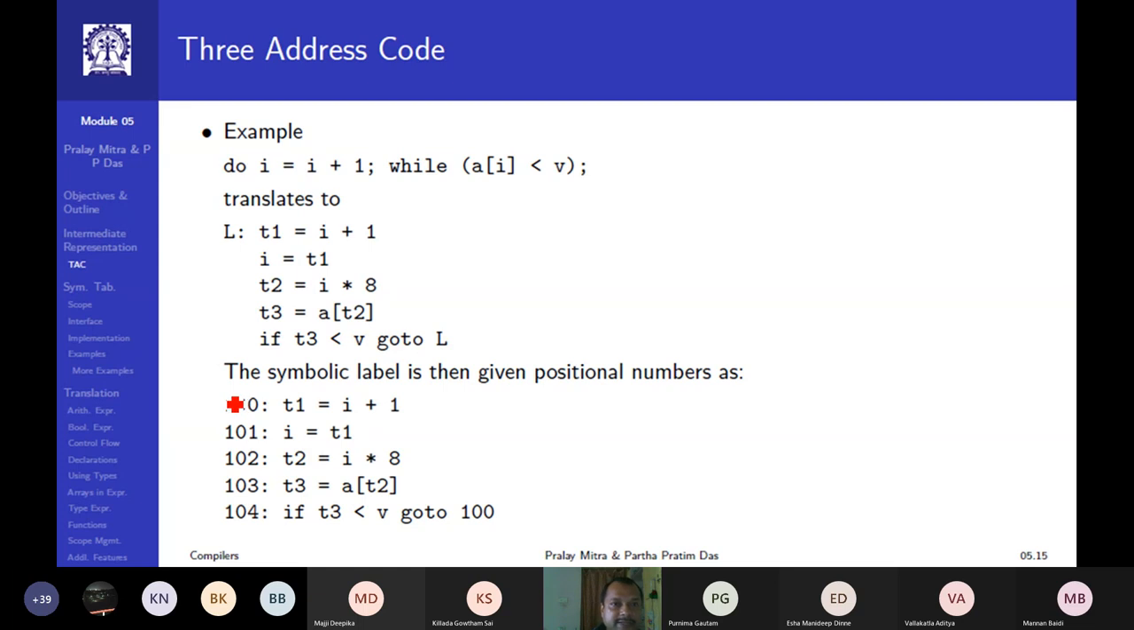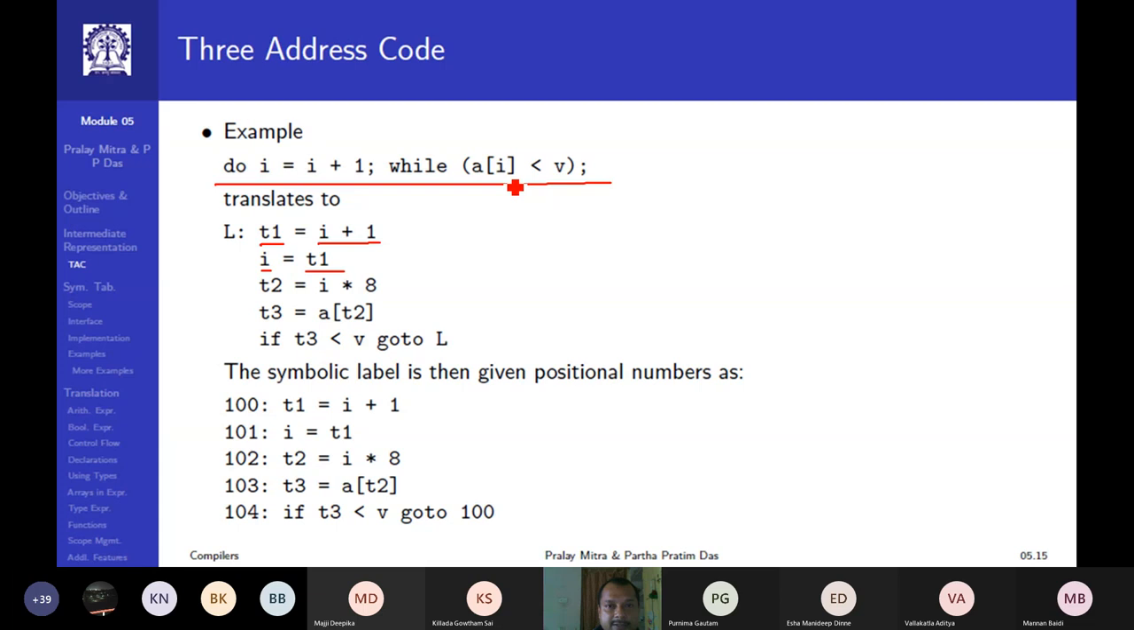So here is your first example of 3 address code. Code is very simple: do i equals i plus 1 semicolon while a[i] less than v semicolon. If I break it, then you can understand i plus 1 first I will evaluate and store in some t1. t1 is what? Compiler generated temporary. Then I am assigning this t1 to i.